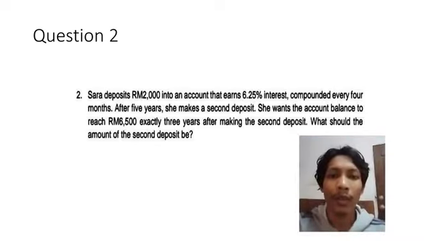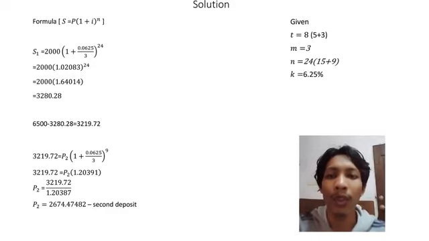Let's look at question 2. We will set our focal date at the very end of the 8-year timeline, where Sarah wants her balance to be exactly 6,500 ringgit. The account pays 6.25% compounded every 4 months. That means it compounds 3 times a year, giving us a periodic rate of 0.02083 when using 5 decimal precision.